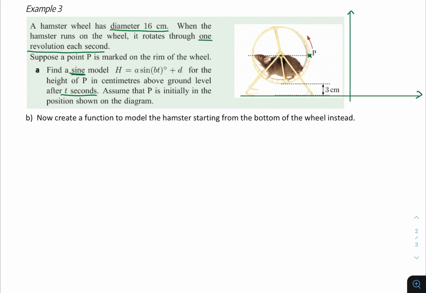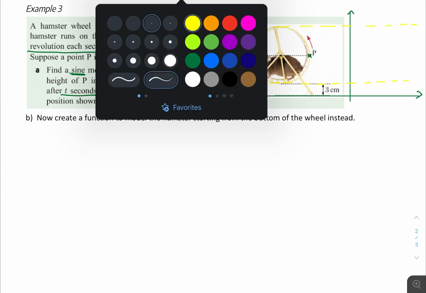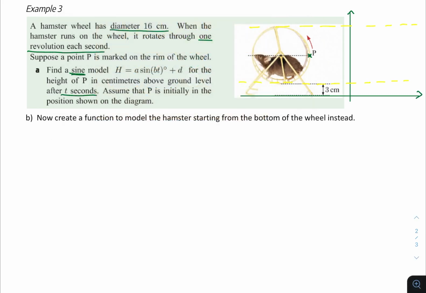What I like to do is draw some dotted lines to see where the minimum of my wheel is and the maximum of my wheel, right? I'm never going to have a function that passes these yellow lines. And then exactly in the middle of these, I'm going to do a dotted line for my principal axis. I'm going to use the information in the text and put that into the diagram.